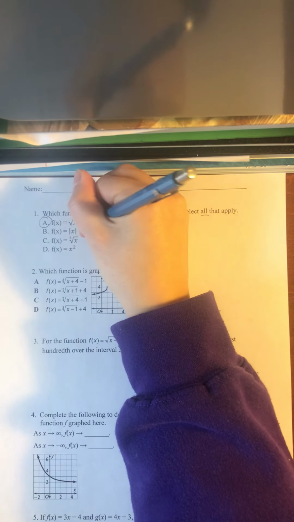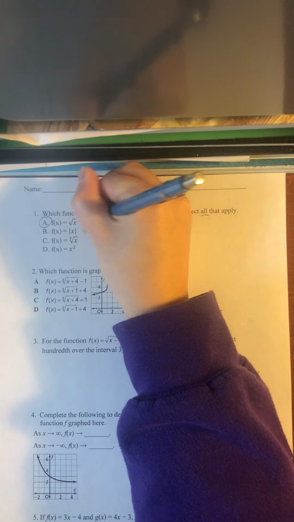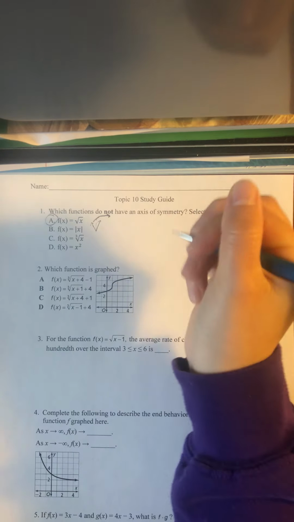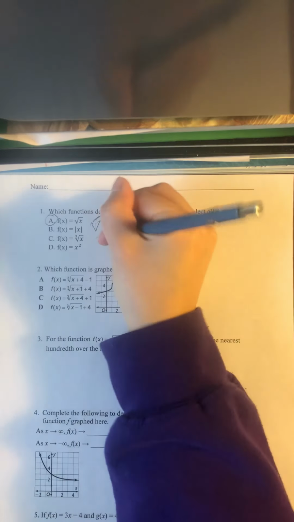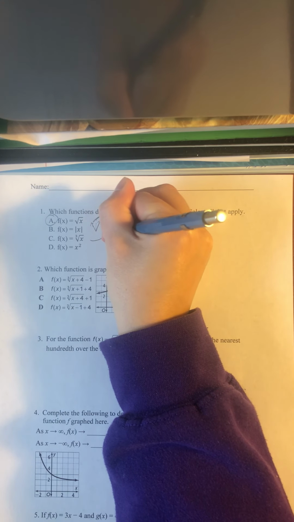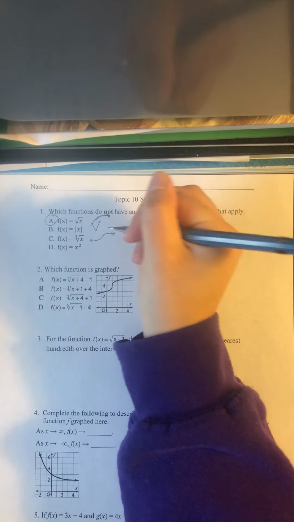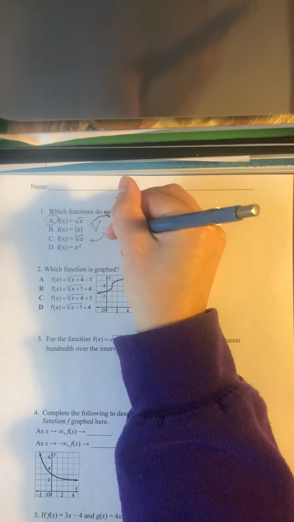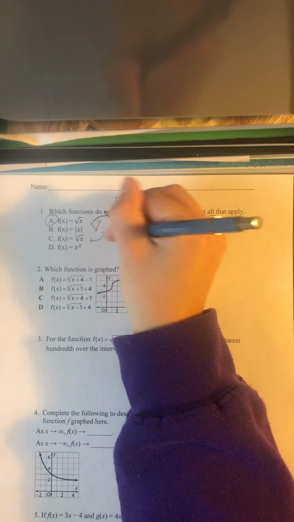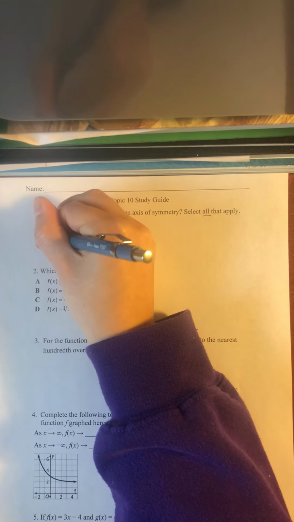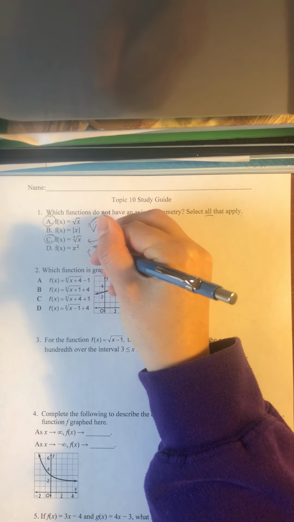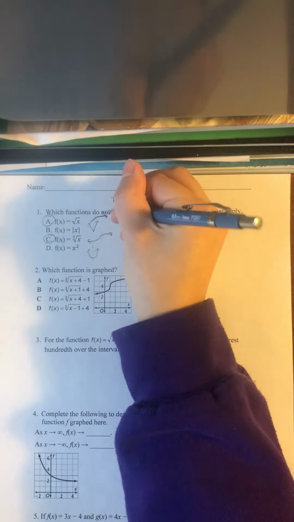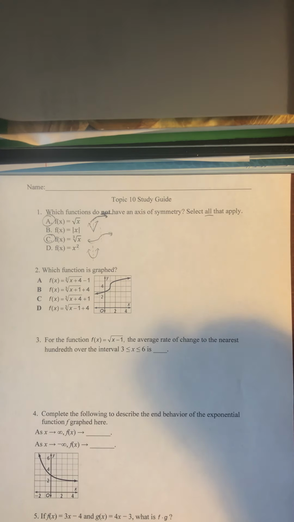This is an absolute value function, which is a V shape that does have an axis of symmetry. This one is the cube root function. That's like an S shape, kind of like that. That does not have an axis of symmetry because if you draw a line down the middle and reflect this over, it's not going to land on top of this. And then this one is a parabola, which does have an axis of symmetry. So we selected the ones that did not. Okay, A and C.